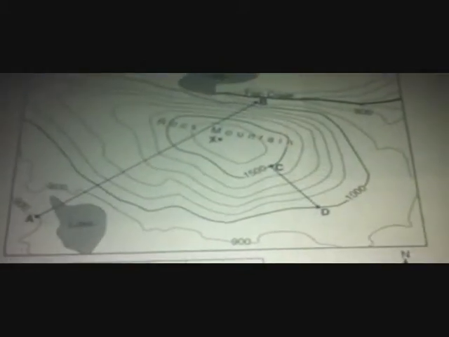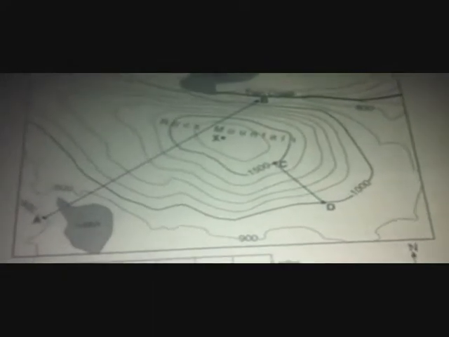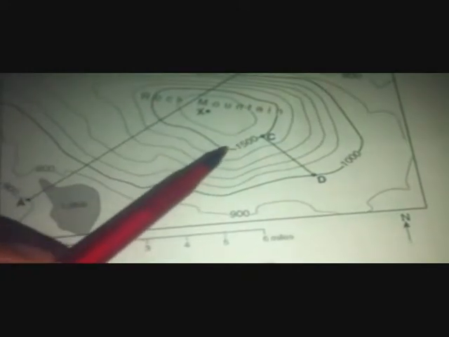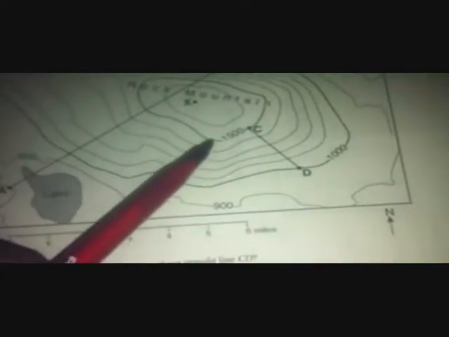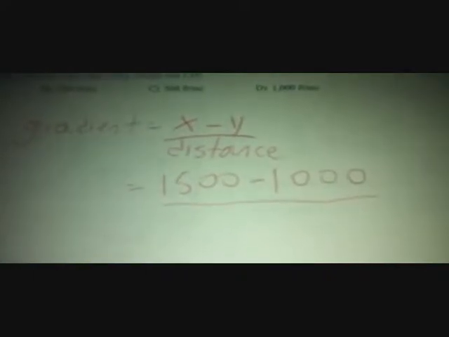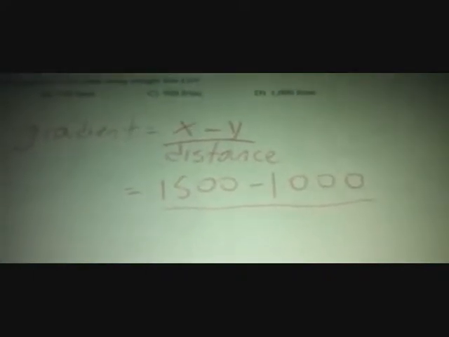Now another typical question that's asked is the gradient. The gradient is really just the slope between two points. The formula for gradient is a simple formula. Gradient equals the change in field value, the value of x minus the value of y, divided by the distance between them. So let's look at this example here. For C, we have a value of 1500, and for D, we have a value of 1000. We take our two values and substitute into our formula: 1500 minus 1000. Now how do we get the distance?